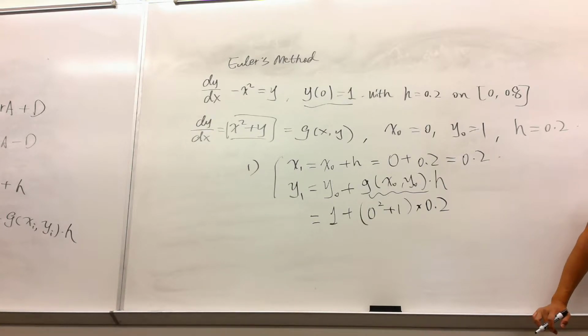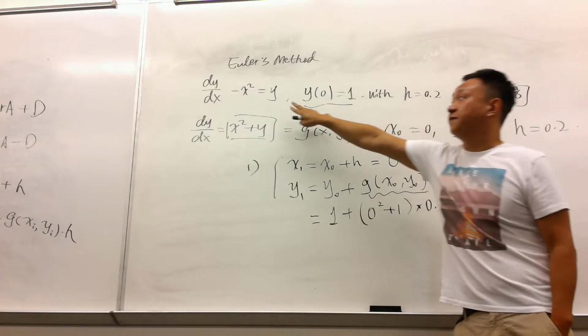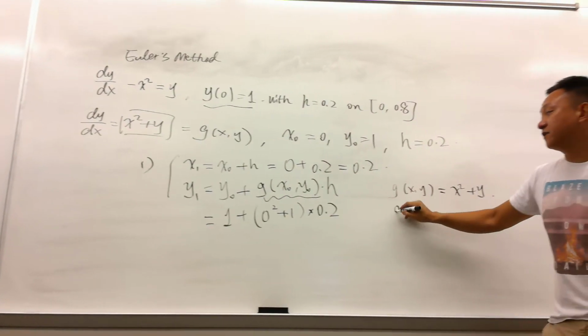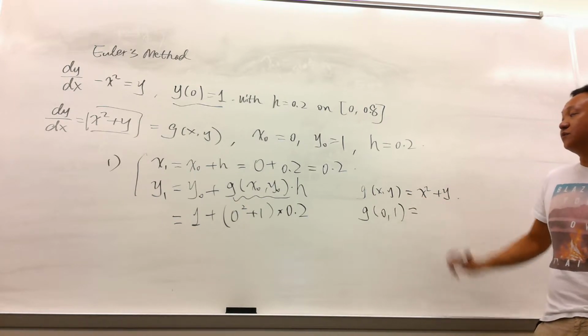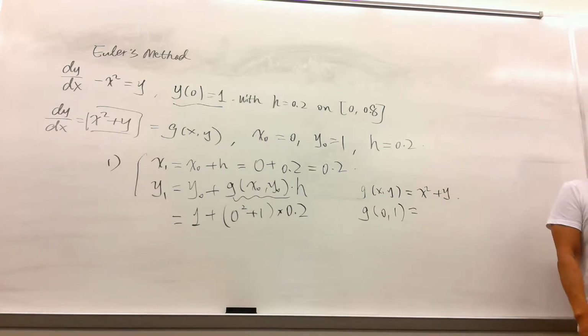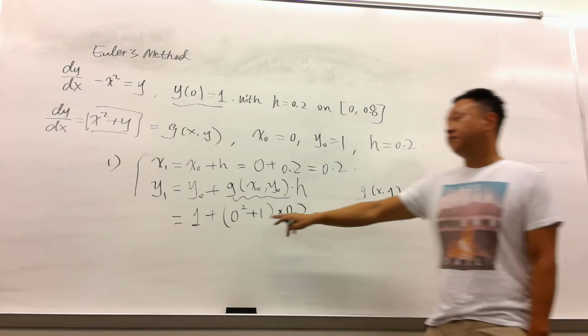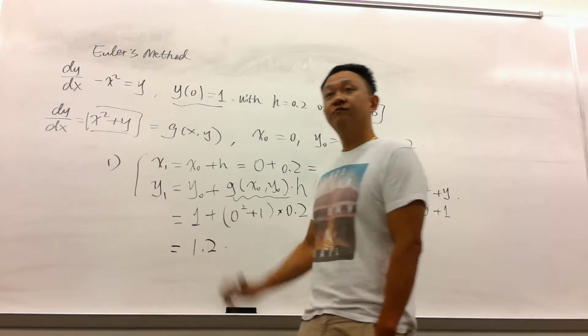We cool, guys? Again, let me just show you clearly what's going on. The function g of x, y, based on the question, is x squared plus y. What we're looking for here is the function g at x0, y0. x0 is 0, y0 is 1. So you plug in x equals 0, y equals 1. No big deal, right? It's just plugging into a function with two variables. This gives you 0 squared plus 1, which is 1, times 0.2 is 0.2, so 1 plus 0.2 is 1.2. That's the first step.